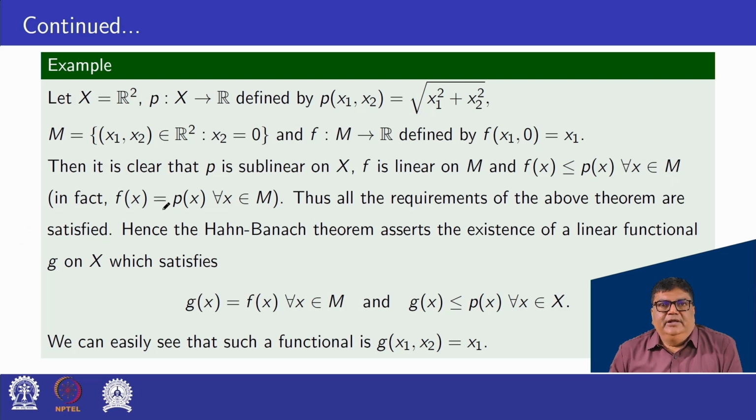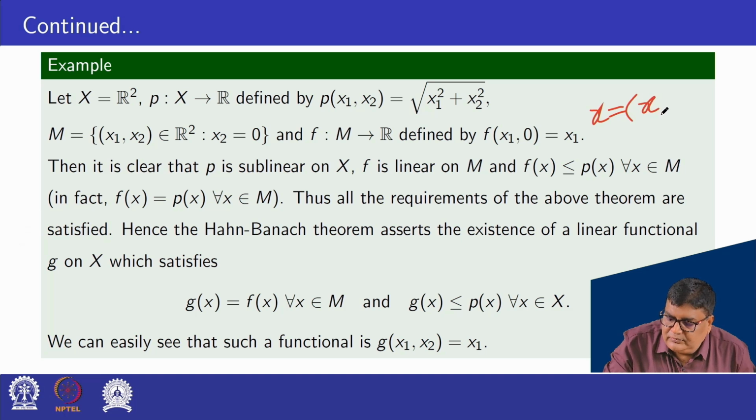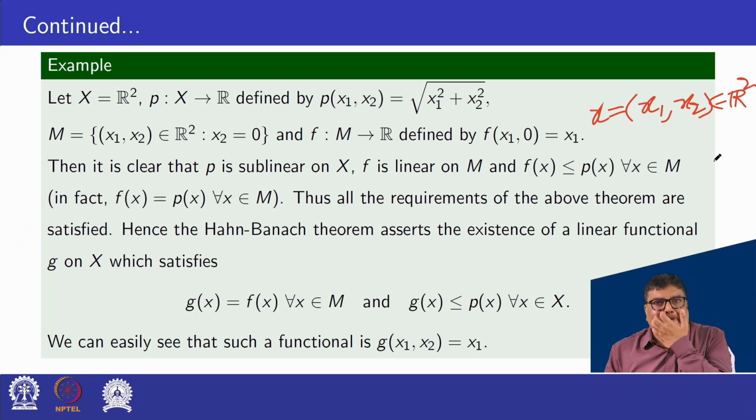In fact, f(x) is equal to p(x) for all x belonging to M. Here x equal to (x1, x2) belonging to R square. So here for x belonging to M, that is x2 is equal to 0, in fact f(x) is equal to p(x). Thus, all the requirements of the above theorem are satisfied.